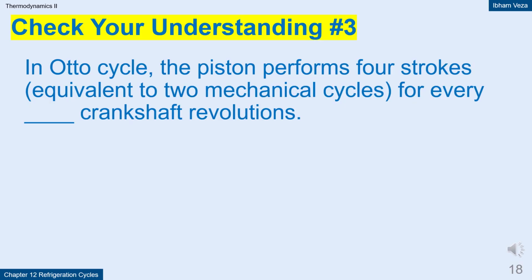Check your understanding number 3. This section tests the understanding of the relationship between piston strokes and crankshaft revolutions. The basic concept is that 4 strokes correspond to 2 revolutions. The question ensures understanding of the basic mechanism of a 4-stroke engine. By mastering this, the link between the ideal model and the real engine becomes clearer. It also helps connect thermodynamic analysis with engine mechanics.